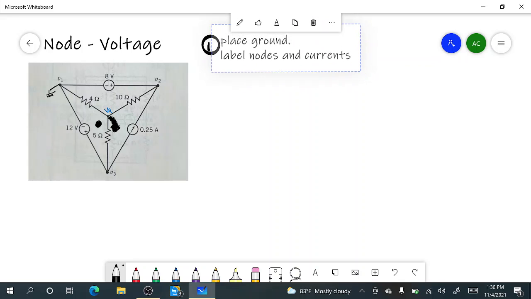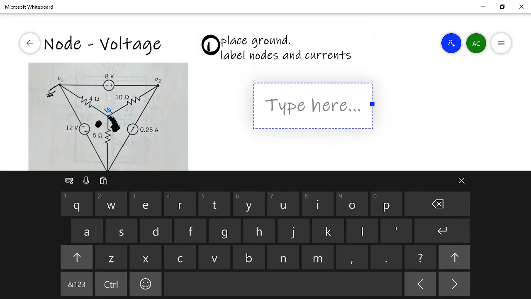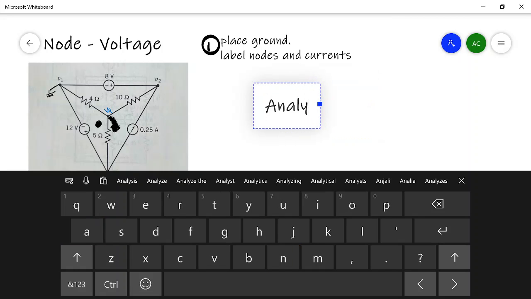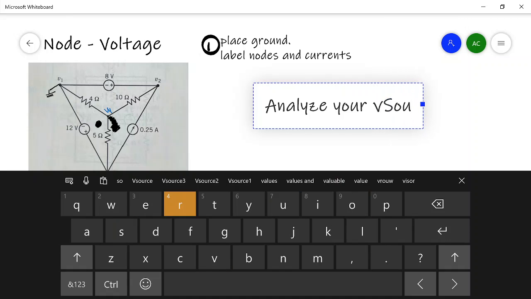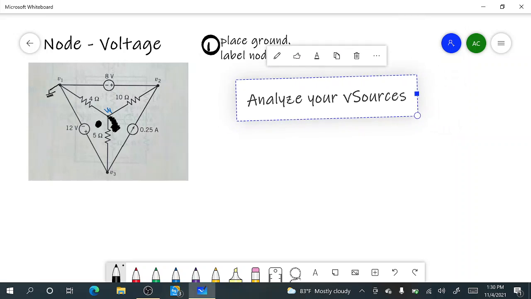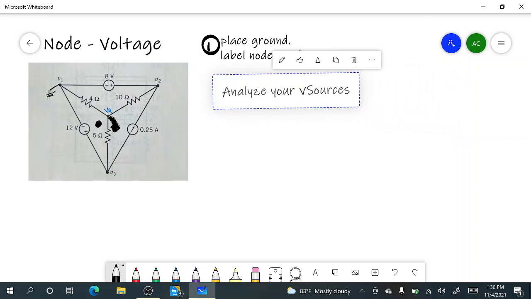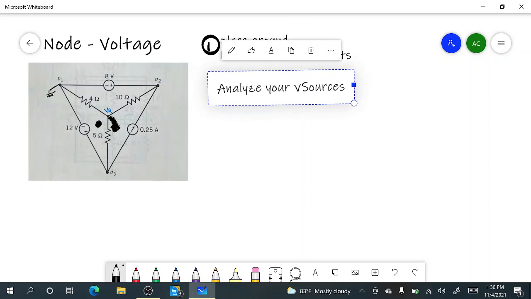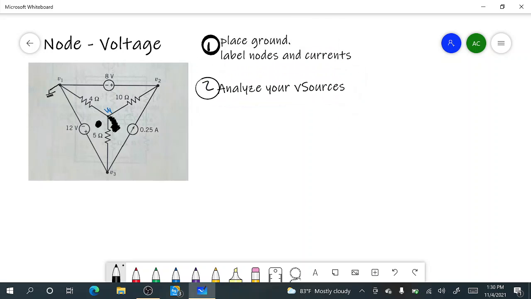Step 2 will be to solve or analyze, I guess you could say, your voltage sources, V sources. So that'll be step 2, and we'll do that in 1 second. I'll move that over here, and I'll put my 2 and my circle.